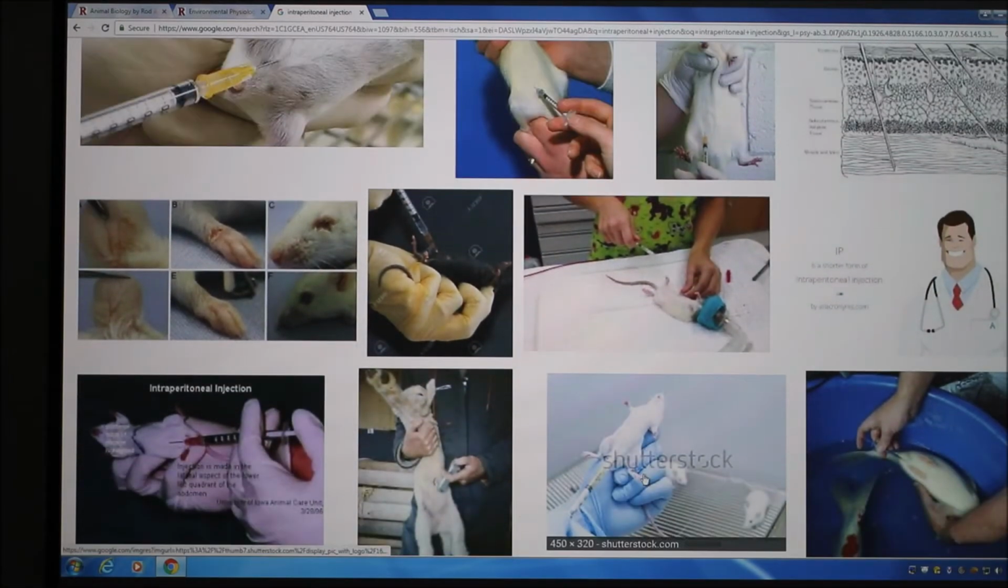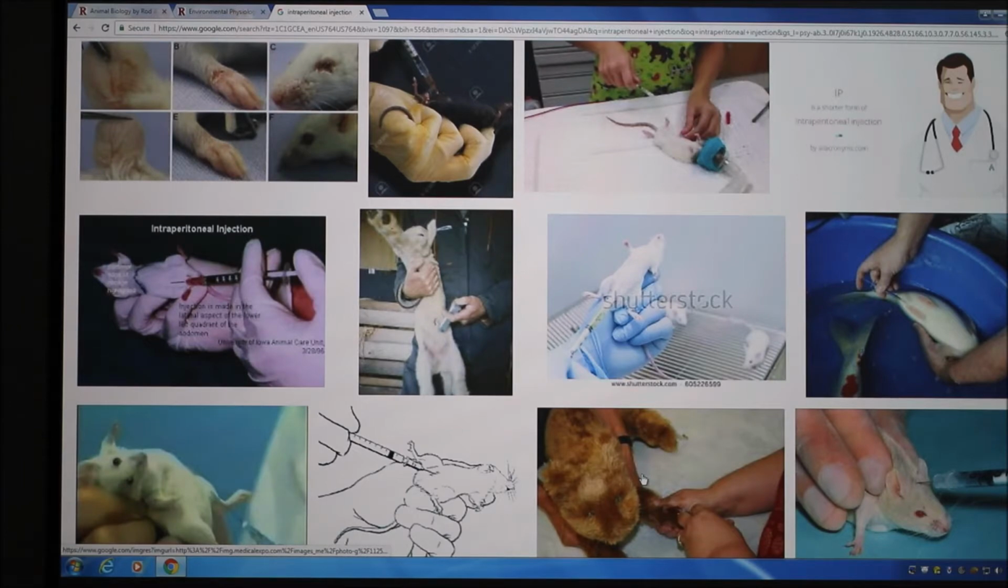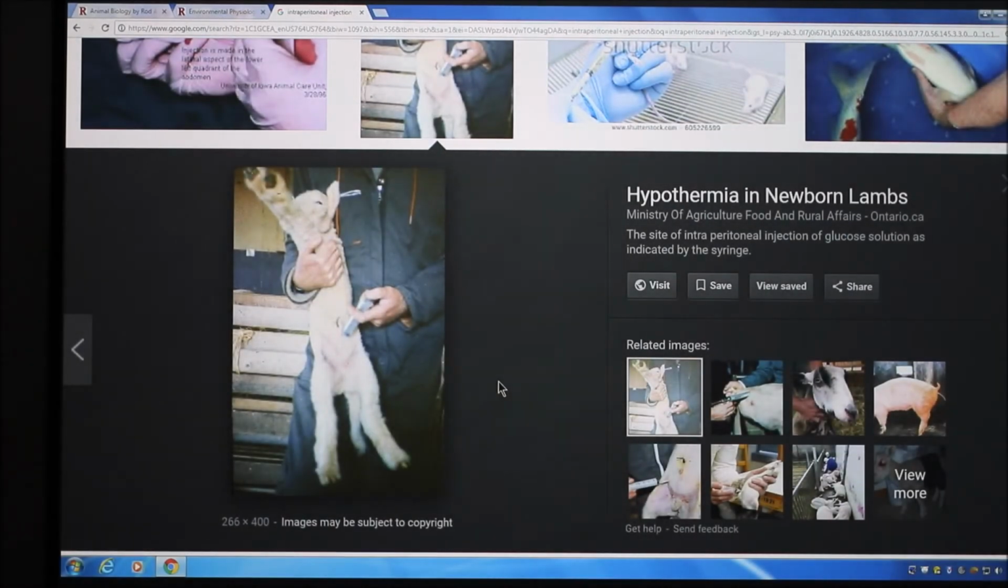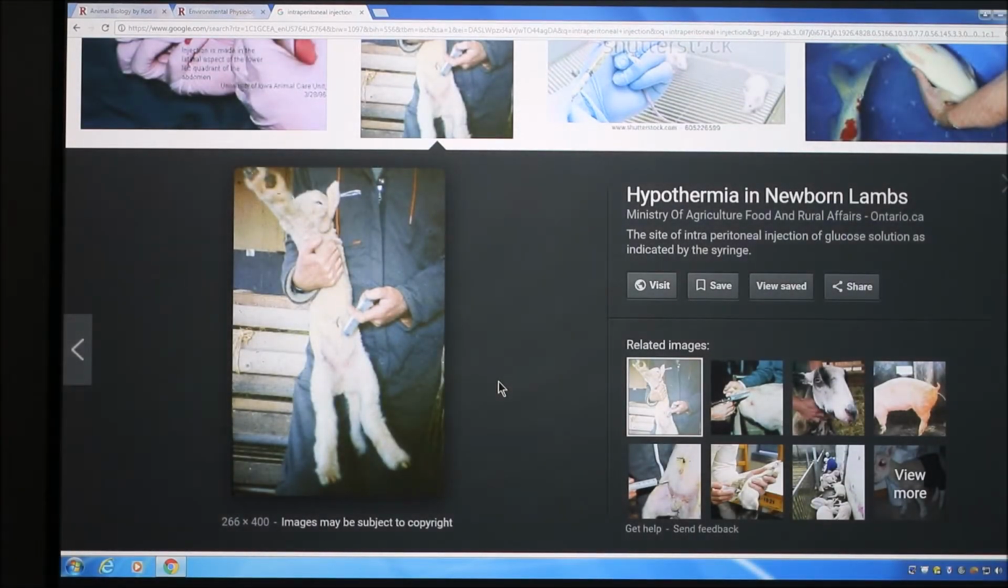Yeah. I guess that's what they're showing. I don't see... there it is right there. The site, looks like a sheep though. The site of intraperitoneal injection of glucose solution. Okay. So that's a way to give the animal a drug, or in this case, glucose. If you can't hit a vein, find a vein.